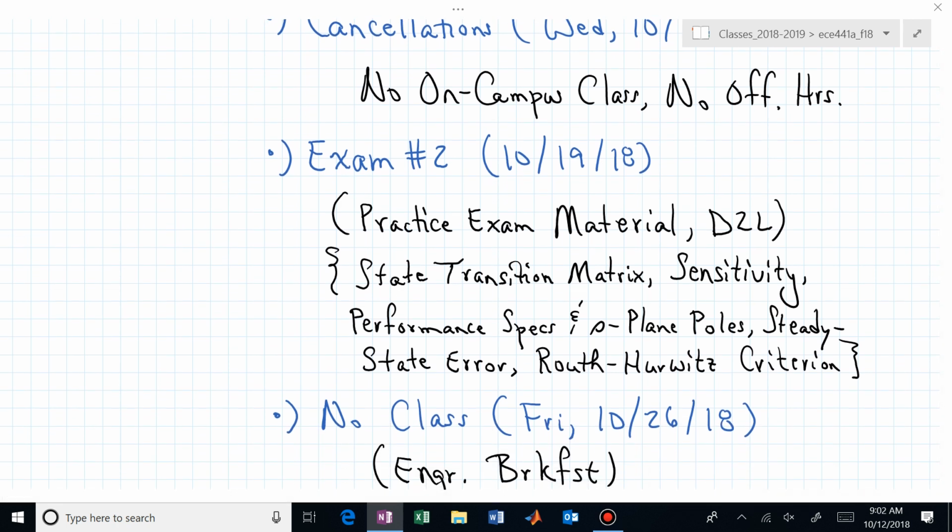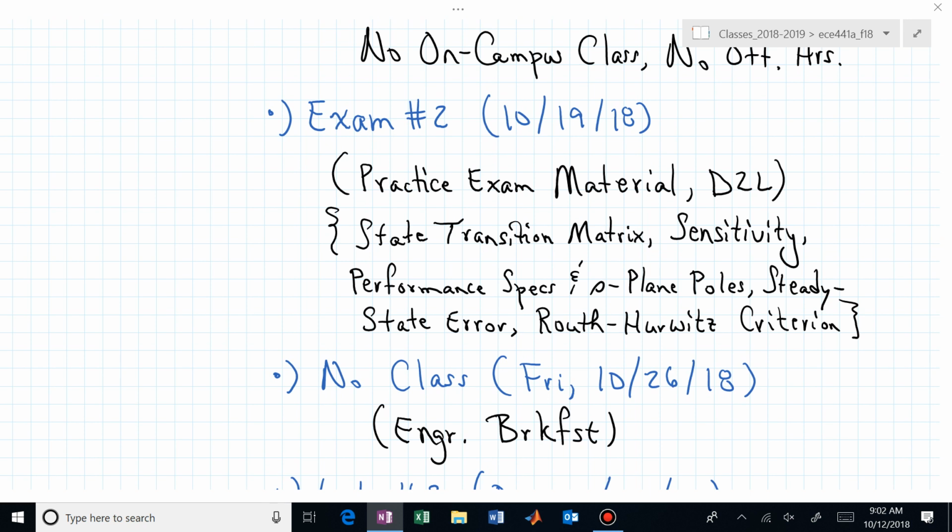Exam number 2 is a week from today, and there is practice material on D2L. Here's, in a short way, what you should expect in terms of concepts or topics for exam number 2. You should be able to understand, compute and utilize the state transition matrix. You should be able to work with sensitivity. You should be able to either determine performance specifications, or once you're given performance specifications, figure out what that corresponds to in the S-plane as far as acceptable locations for poles that would satisfy those performance specifications.